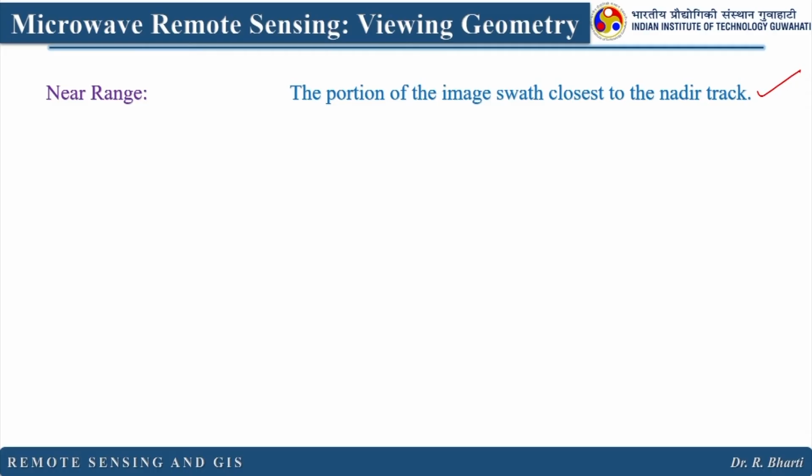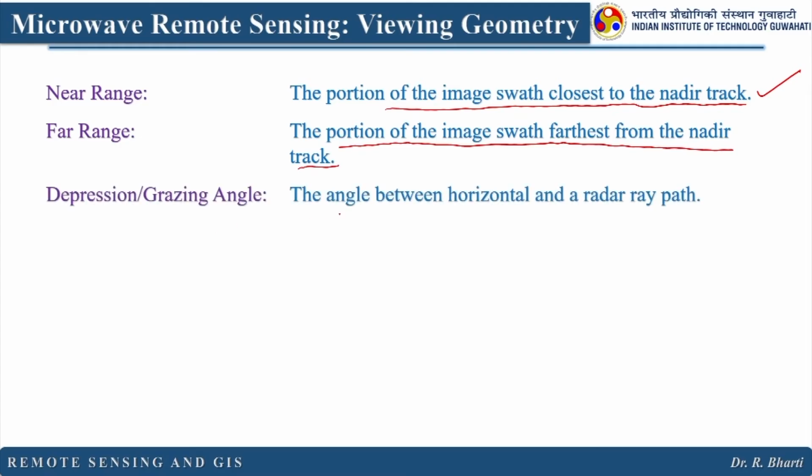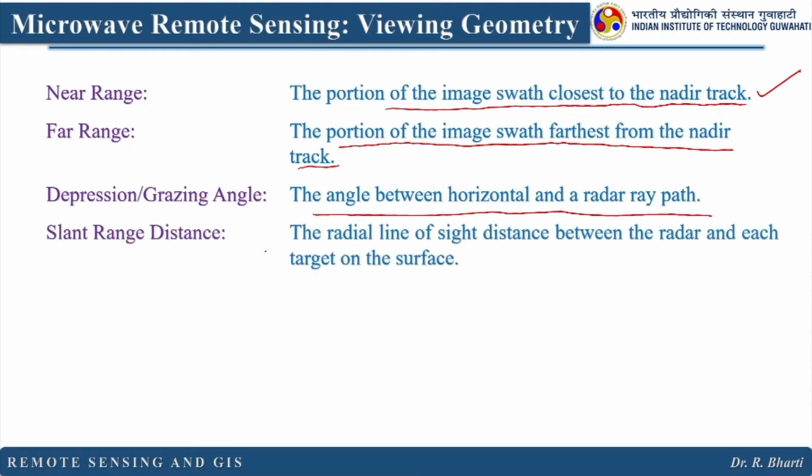So, near range, the portion of image swath closest to the nadir track. Far range, the portion of the image swath farthest from the nadir track. The next one is depression angle, the angle between horizontal and a radar ray path. Slant range distance, the radial line of sight distance between the radar and each target on the surface.